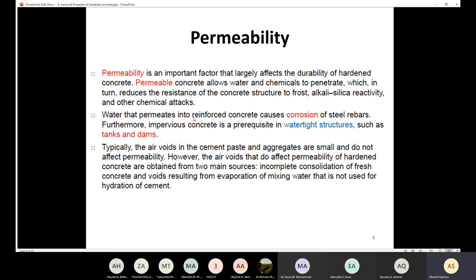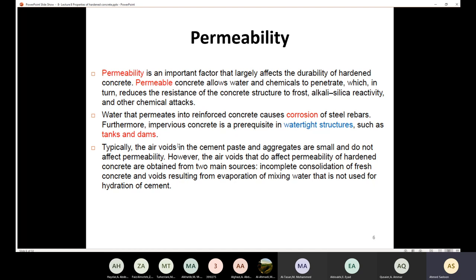The water that penetrates into reinforced concrete causes corrosion of the bars. Furthermore, impervious concrete is a prerequisite in watertight structures such as tanks and dams. So if you are going to cast tanks or dams, the concrete should be impervious, which means that the concrete should not allow the penetration of water. So if you are going to construct a watertight structure, permeable concrete is not allowed. So where are we going to get permeable concrete from?